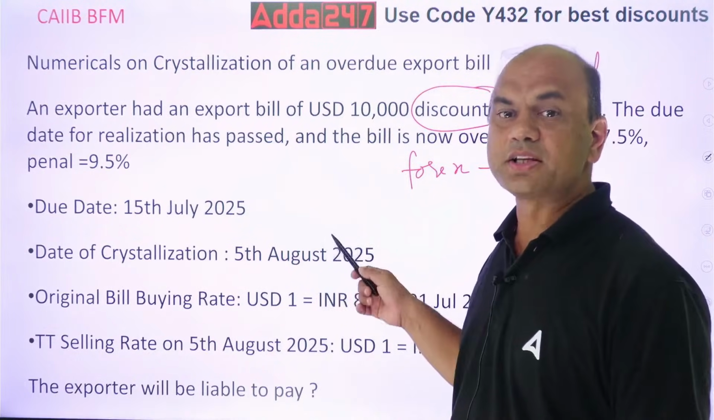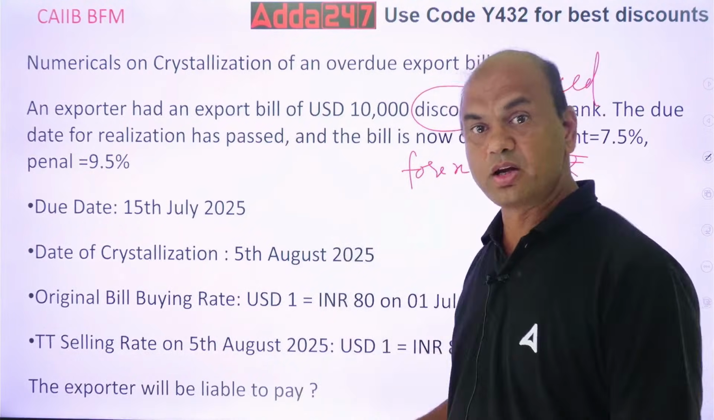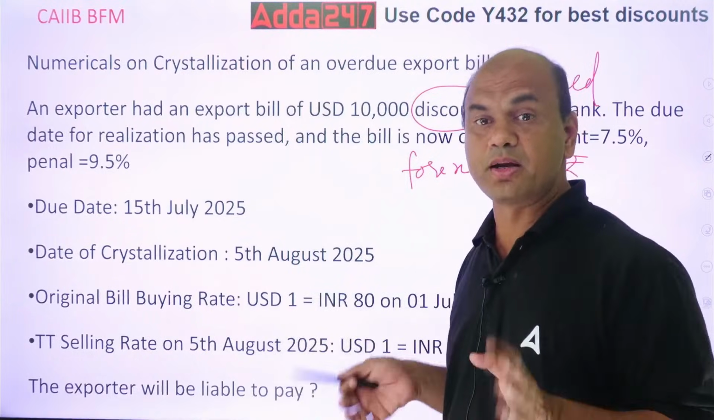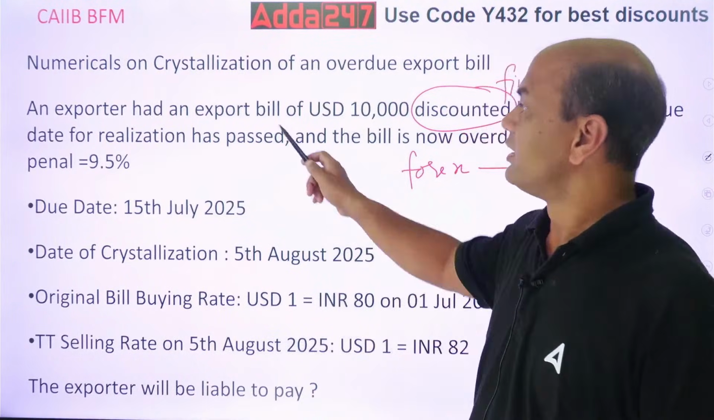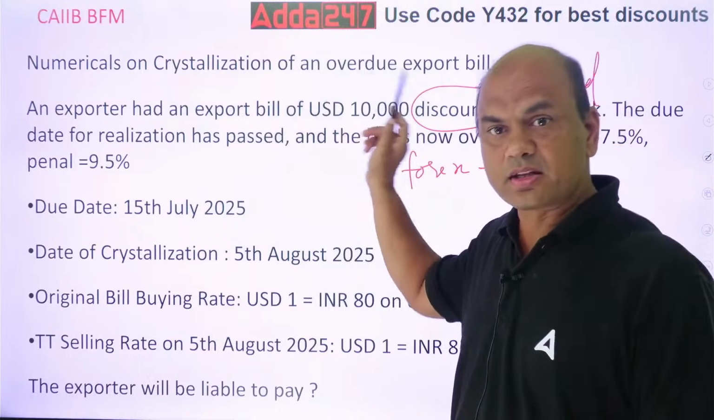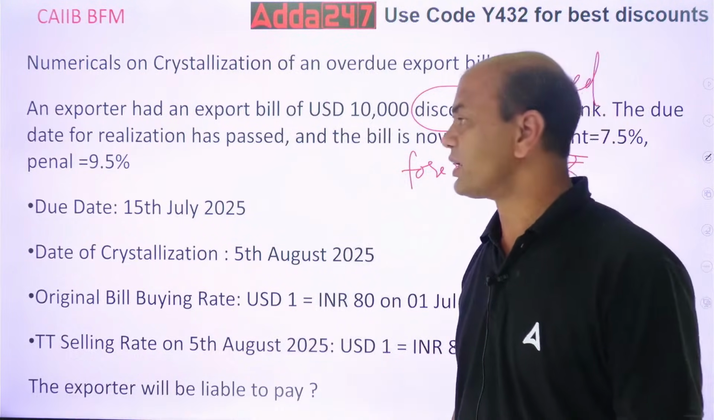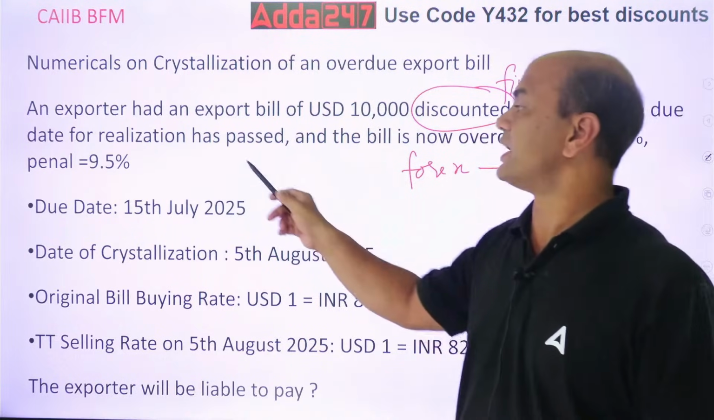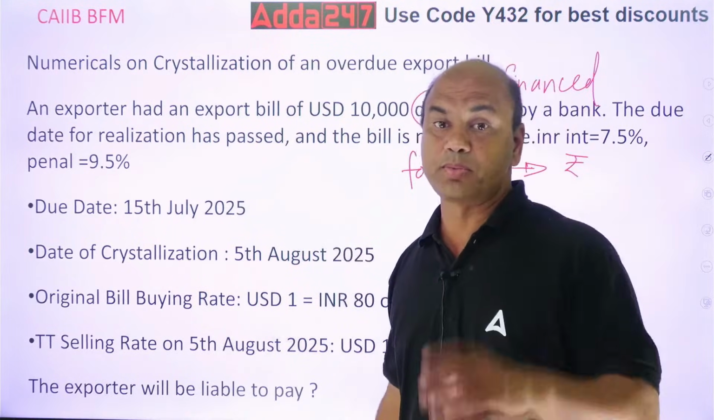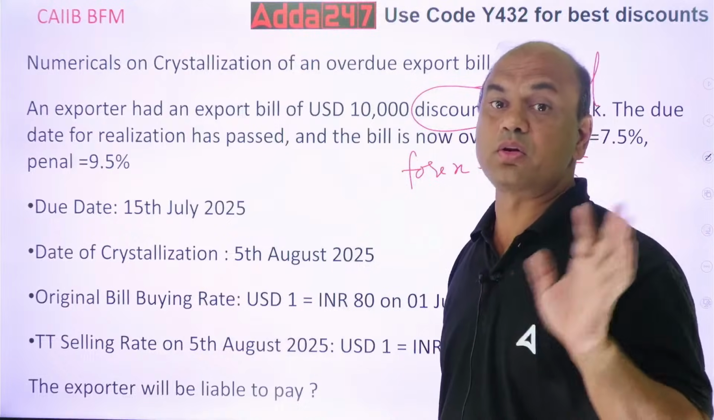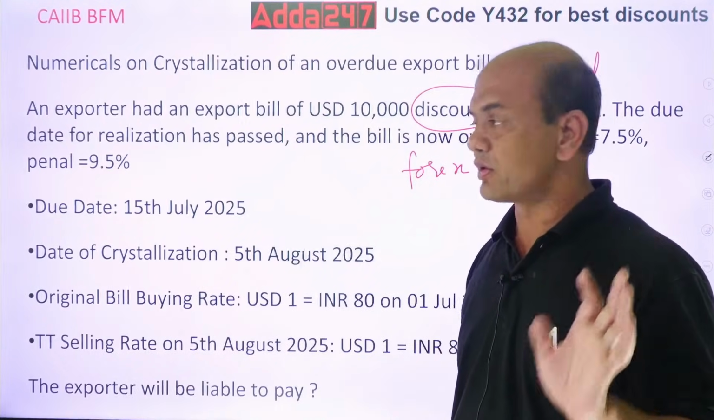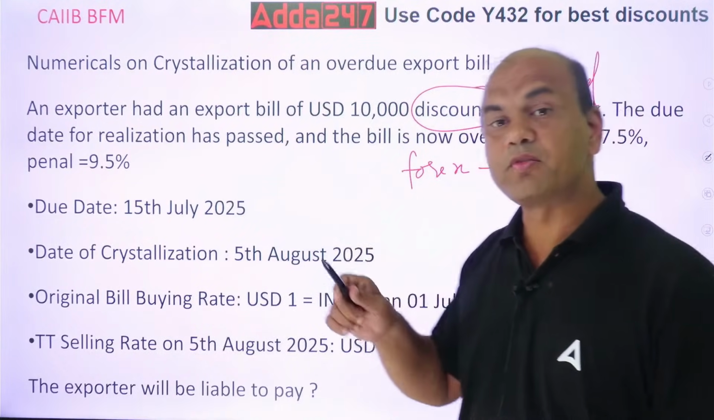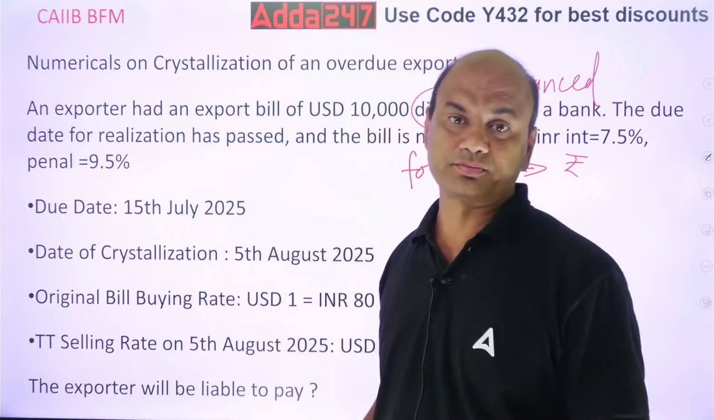And now this export was due for payment. It was to be paid. But look at it. He had done an export. He had taken the finance from the bank. And now what? The due date for realization has passed. Now the payment was to be received, but it has not come. The payment from the buyer has not come.